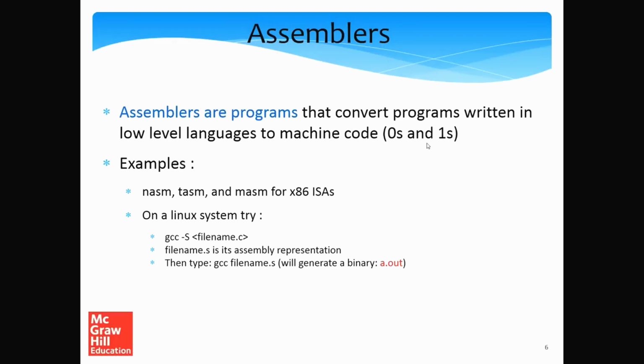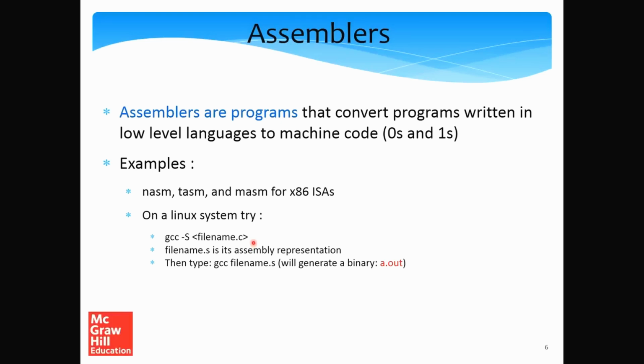So examples of these would be, for x86, NASM, TASM and MASM, which are three very popular assemblers for x86 ISAs. There are similar popular assemblers for ARM as well. The readers are requested to take a look at the website of the book to get an idea of assemblers for different assembly languages. So on a Linux system, it is possible to generate an assembly file.